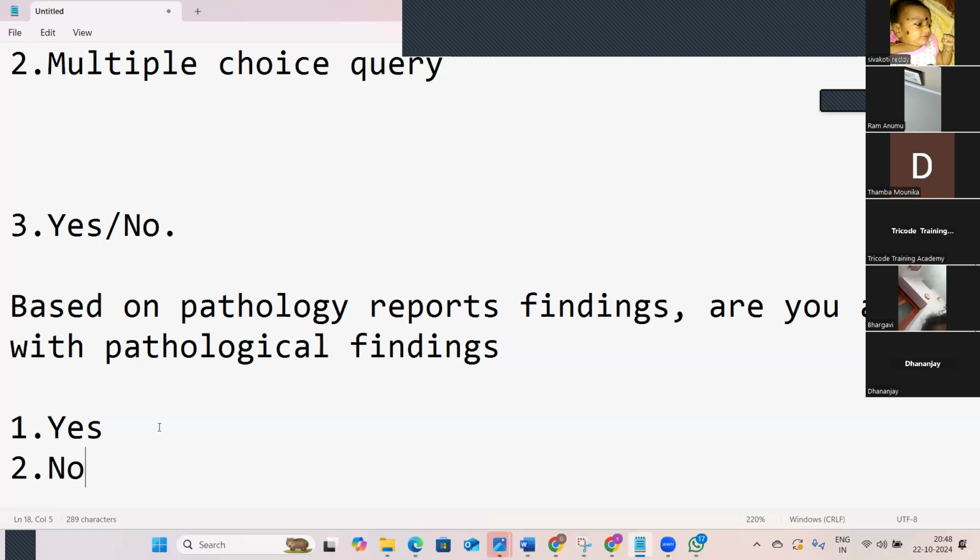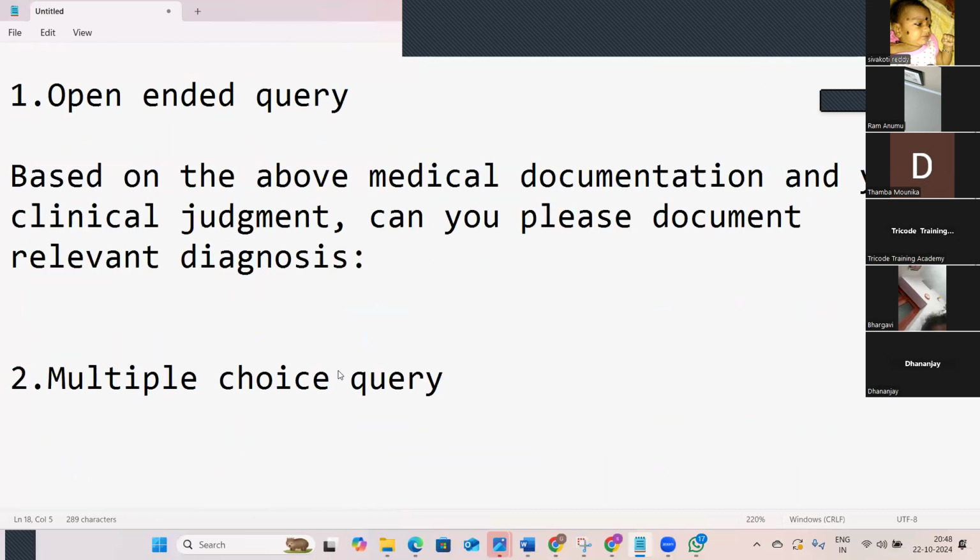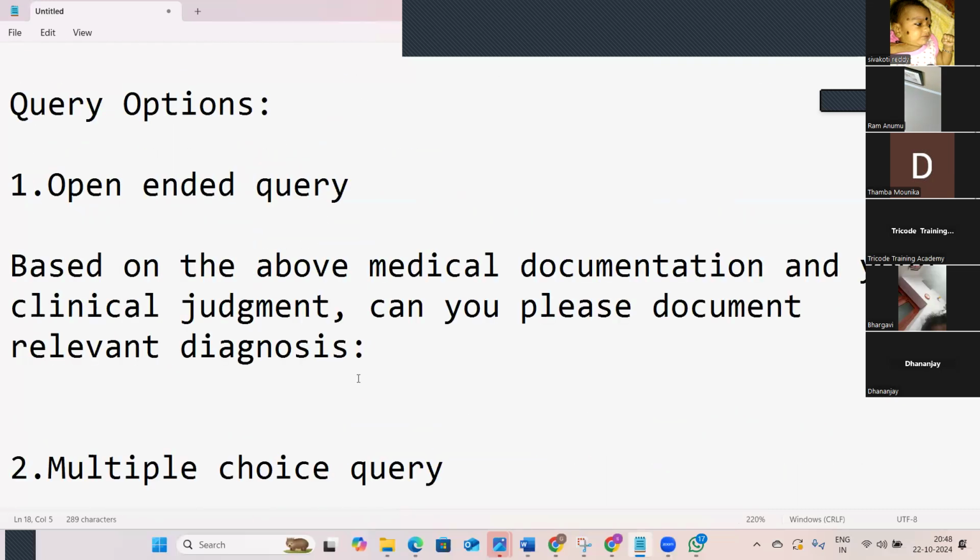In the same way, you can use it for many other pathology findings. Most of the time we can use yes or no for pathological findings. Suppose CHF acute or chronic, we can ask that as well, acute or chronic, which is also a yes or no question. So multiple choice, yes or no, and open-ended queries are the query options.